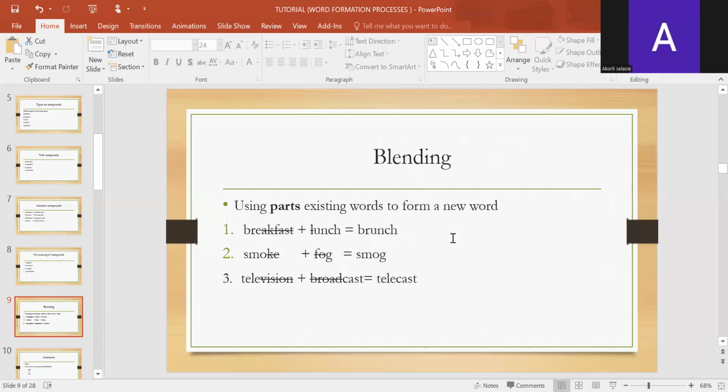Very good. Blending: using parts of existing words. Using parts of existing words, that's a key phrase there. Unlike compounding, where we use words, full words or whole words, blends use parts.